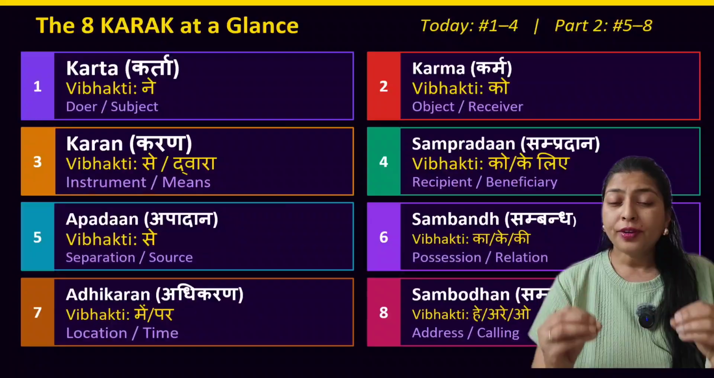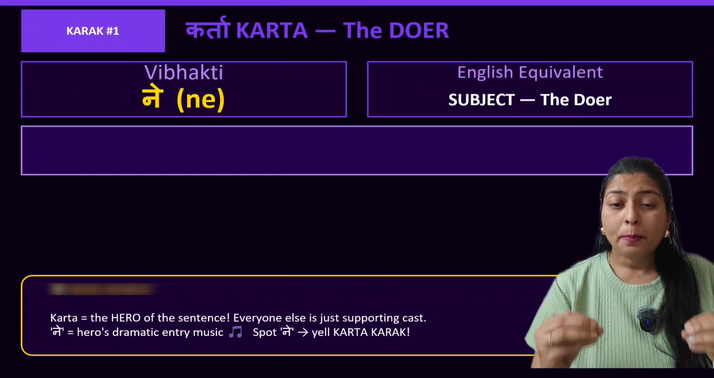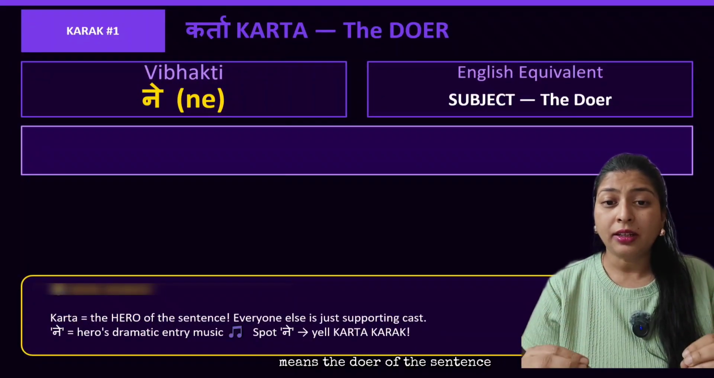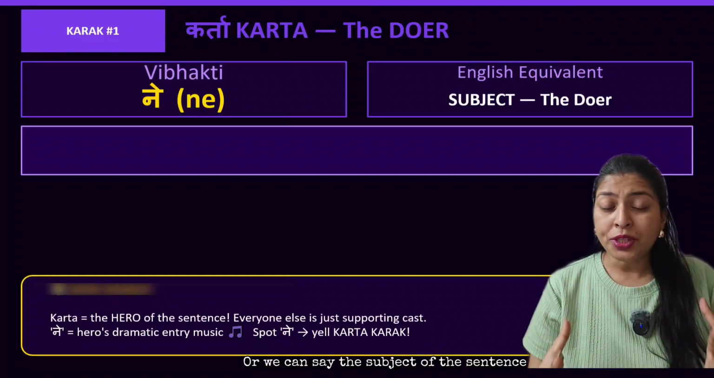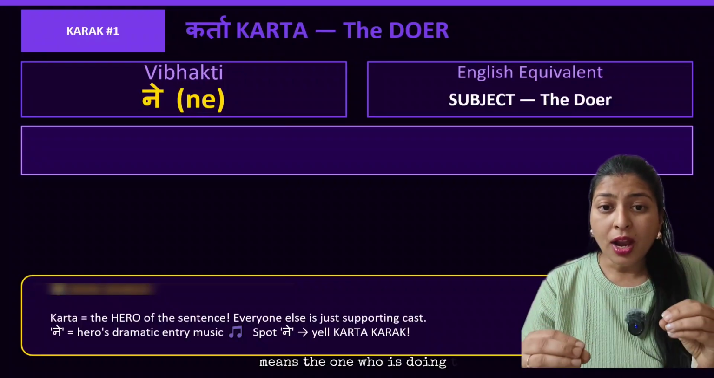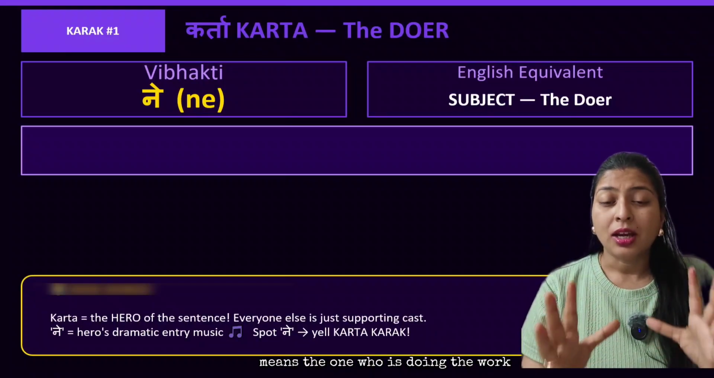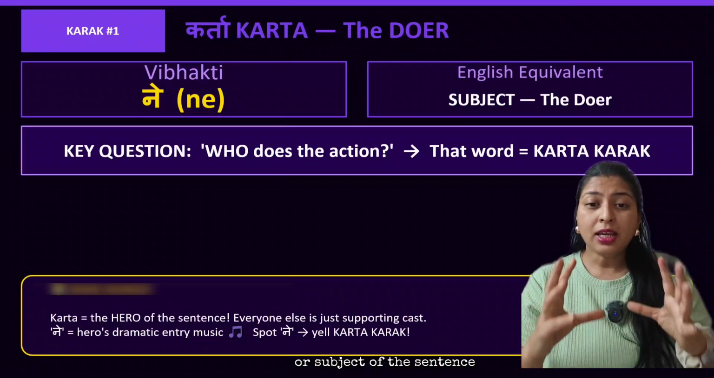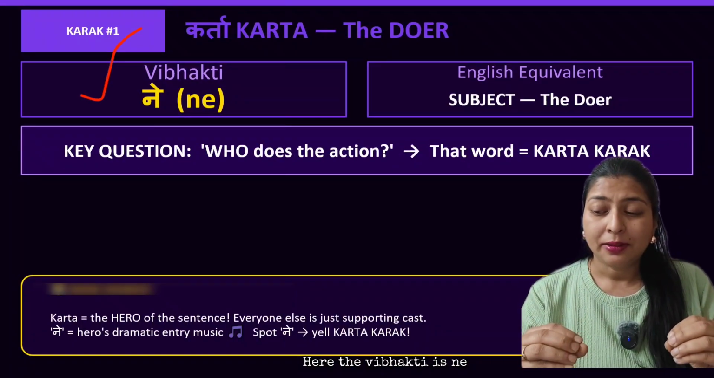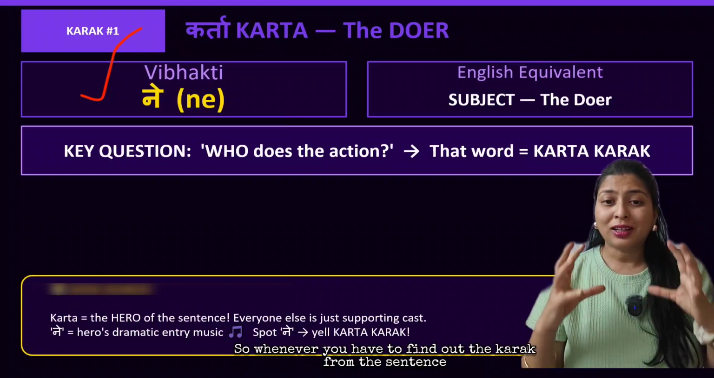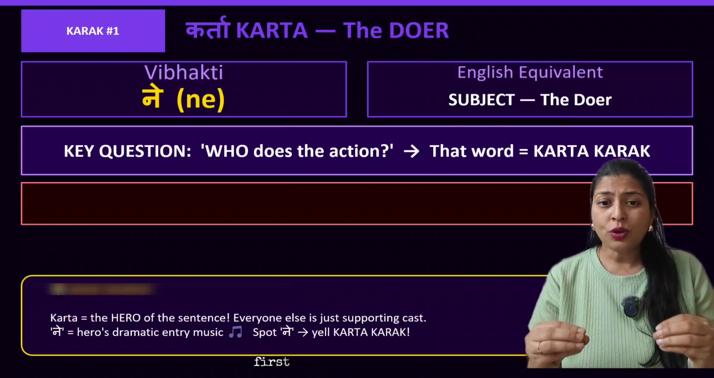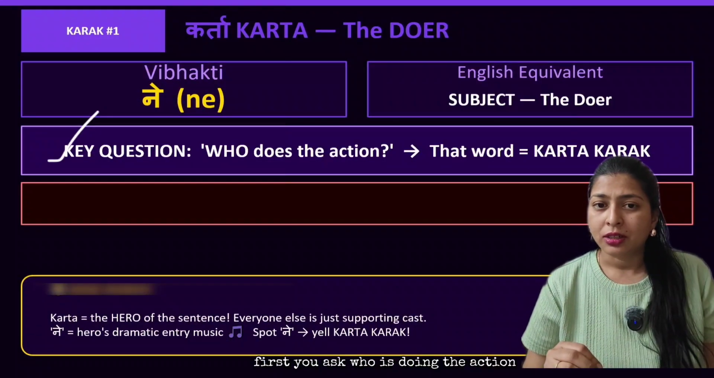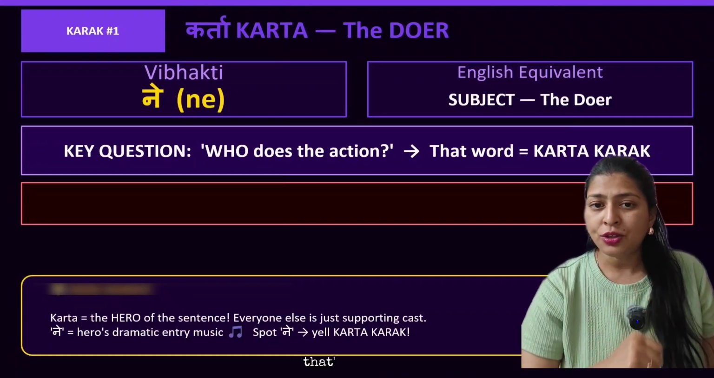The first one is Karta Karak, meaning the doer of the sentence, or we can say the subject of the sentence, the one who is doing the work. Here the vibhakti is ne. Whenever you have to find the karak in a sentence, first you ask who is doing the action, and if you get your answer, that's your karta karak.